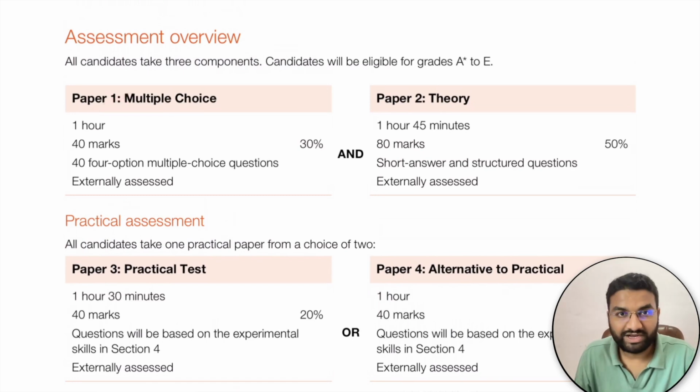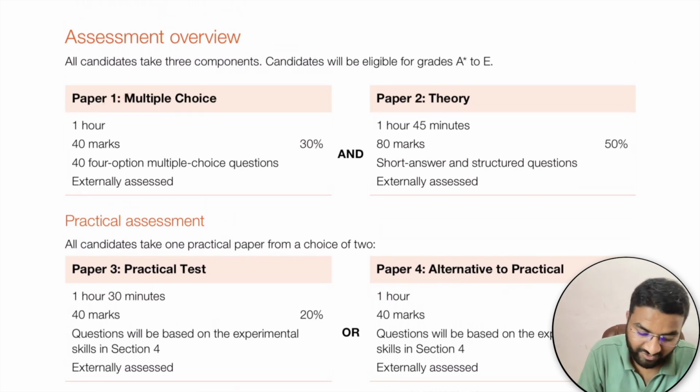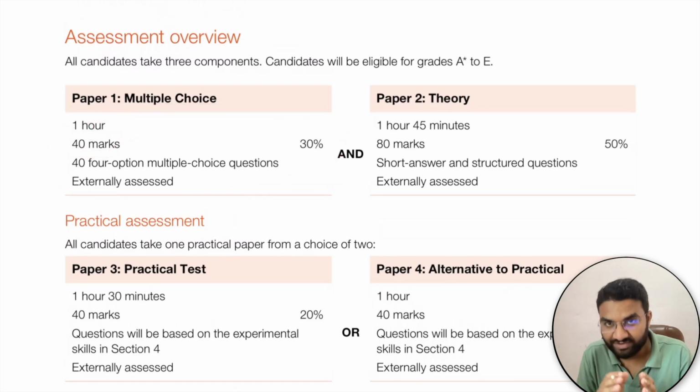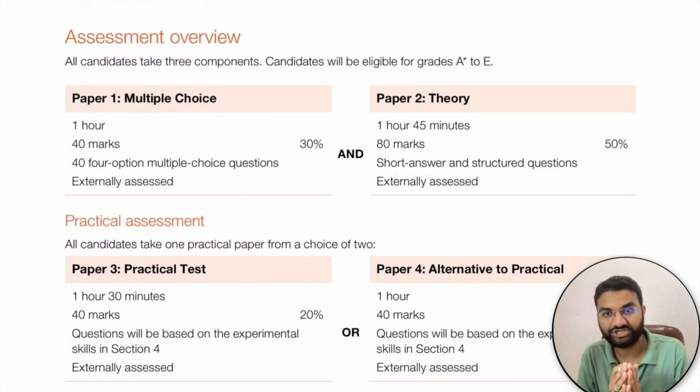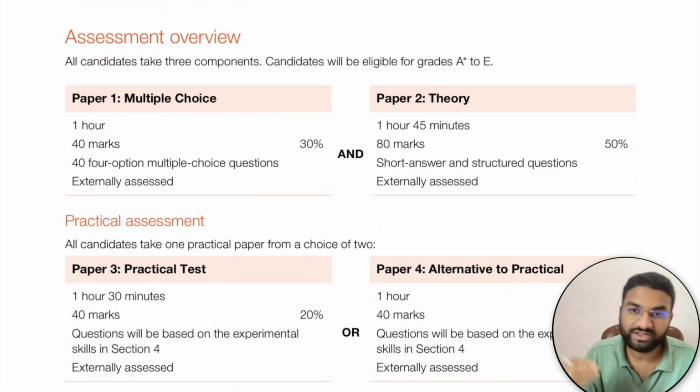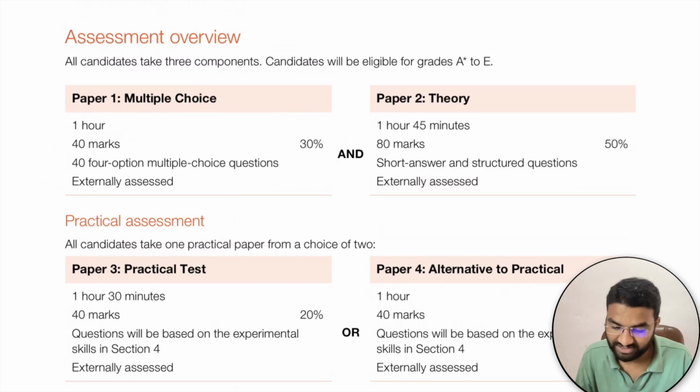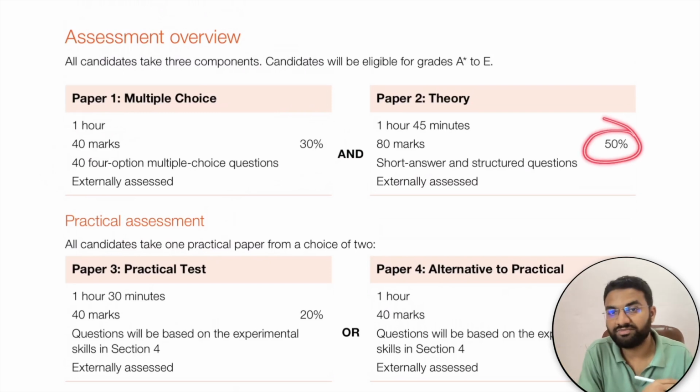First one is paper 1, multiple choice questions, and it's a 40-mark paper. It will have 30% weightage. Then next one, paper 2, where short answer and structured questions will be there, and you have to write those answers and solve the questions, numericals, and it will have 50% weightage.